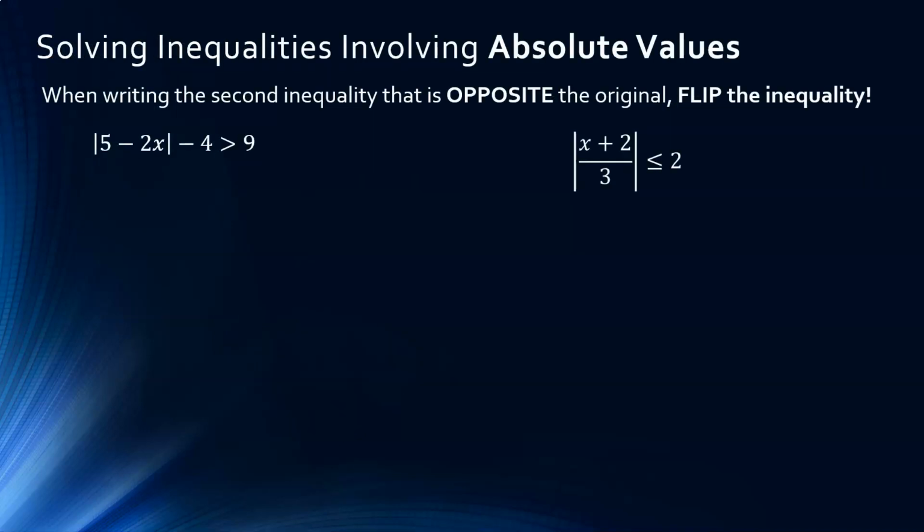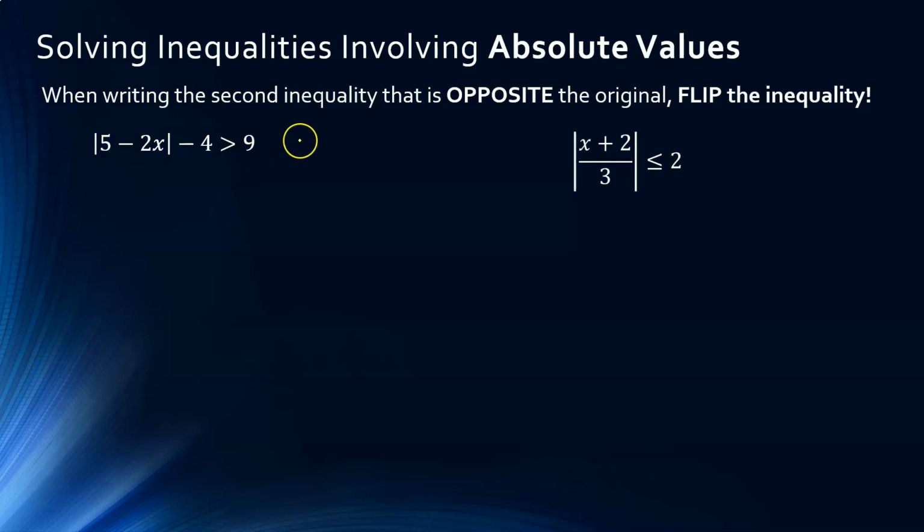All right, well, let's talk about inequalities. Okay, this is the last thing we'll do in this part of the video. So to solve inequalities, when writing the second inequality, that is the opposite of the original, we need to flip the inequality, because essentially what we're doing then is we are multiplying by a negative. So again, we don't do that. We don't write our 2 separate equations until after we get the inequality by itself.